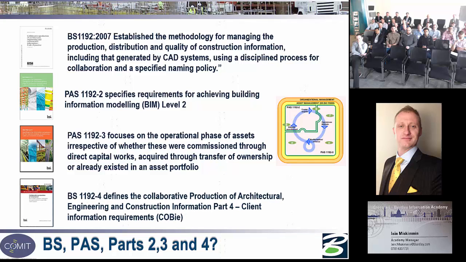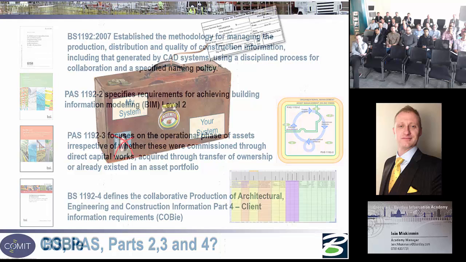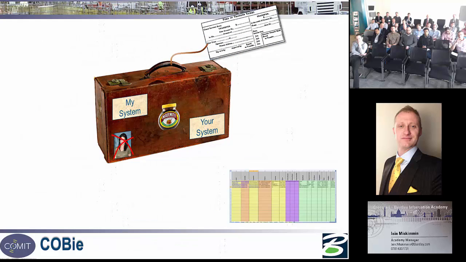Last one in that list, BS 1192 Part 4, is dealing with information exchange. And that horrible word, Cobie. Who's come across Cobie? I know you will. So quite a few people. What was your reaction when you first opened up a Cobie file? Was it bewilderment? Yes. We're all very clever people in this room, and we all expect to open up an Excel spreadsheet and go, yeah, I can understand that, I can follow all the columns, yeah, not a problem.